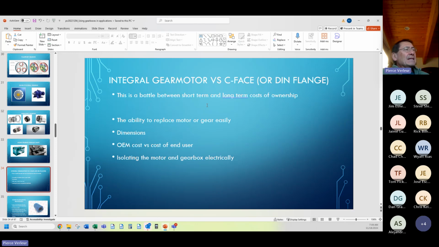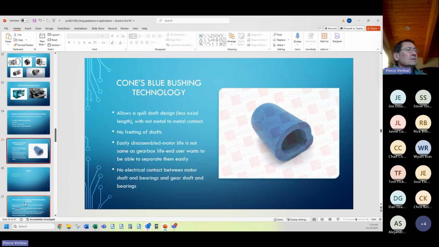And again, it's a battle between short-term and long-term costs of ownership. One of the interesting innovations that has come out is the use of non-metallic material in the drivetrain. This is a bushing. It's developed by Cone. It was patented, and it's used as sort of a motor shaft condom.